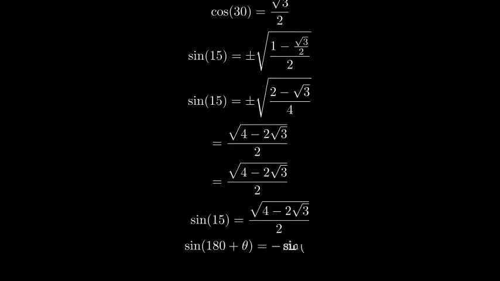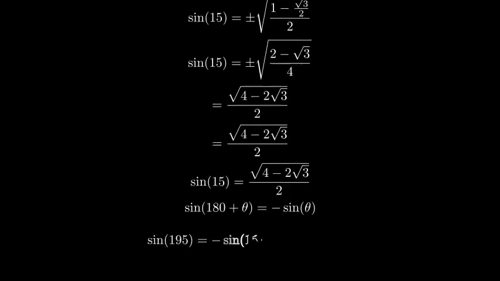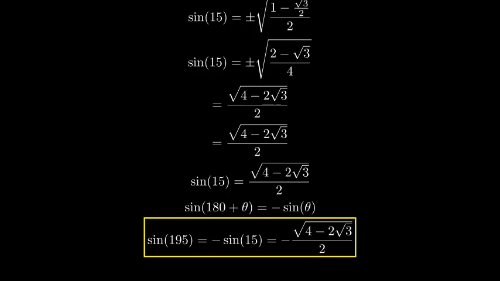Now, to find sine of 195 degrees, we can use the fact that sine of 180 plus theta equals negative sine of theta. Therefore, sine of 195 degrees equals negative sine of 15 degrees. And there we have it. The exact value of sine of 195 degrees is negative root 4 minus 2 root 3 over 2.